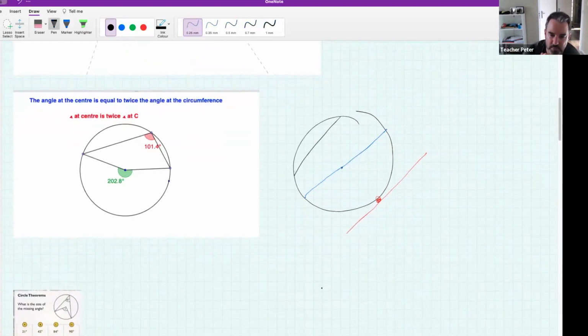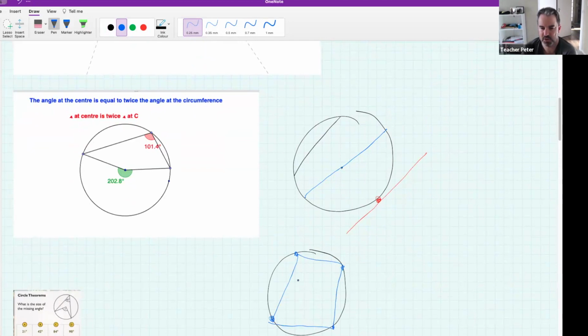We also spoke about something called a cyclic quad. A cyclic quad is a quadrilateral where all four vertices land on the circumference of the circle. And then we also spoke about the curved line along the circumference, between two points on the circumference. That's called an arc. Maybe we spoke about one or two more things, but that's the essential stuff.